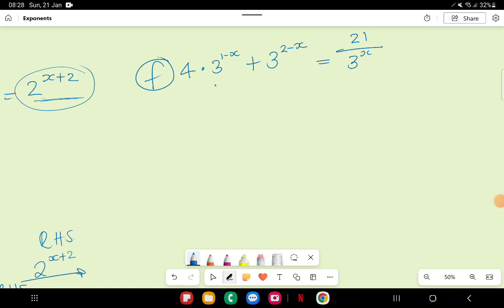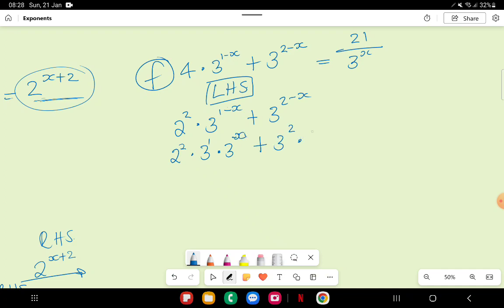Okay, again, we are going to say left hand side only. On the left hand side, I'm going to start with prime bases. So 4 becomes 2 squared times 3 to the power of 1 minus x plus 3 to the power of 2 minus x. Oh, I made my own mistake. That's where I stop. Okay, now that I've got that, I'm splitting. So 2 squared times 3 to the power of 1 times 3 to the power of negative x plus 3 to the power of 2 times 3 to the power of negative x.